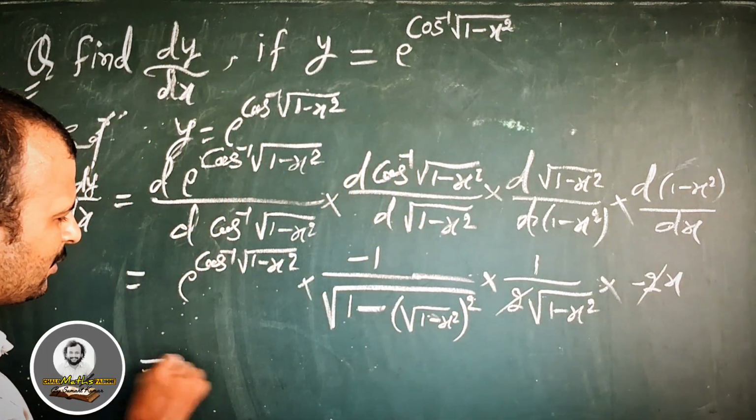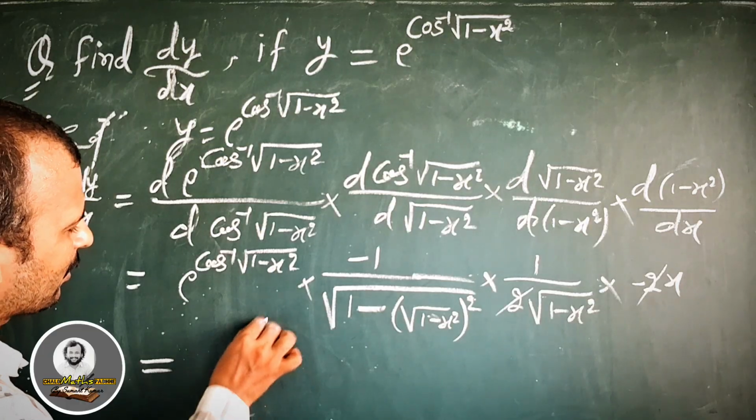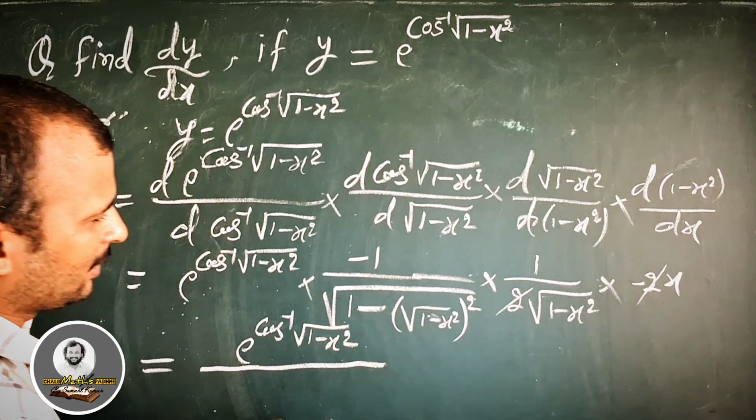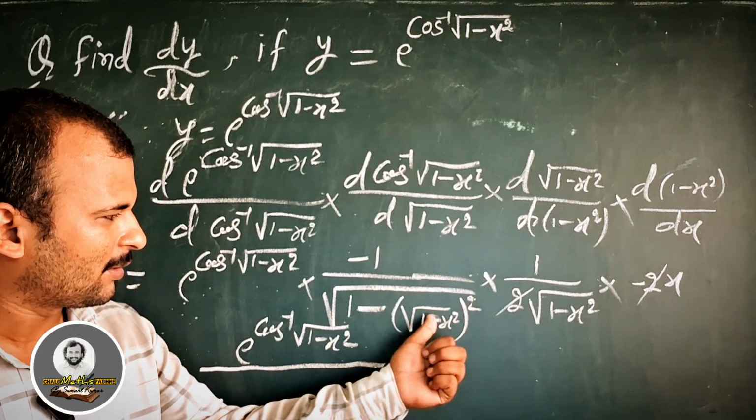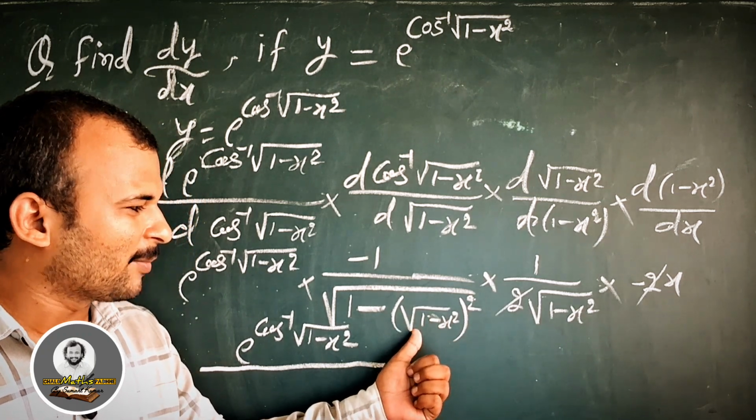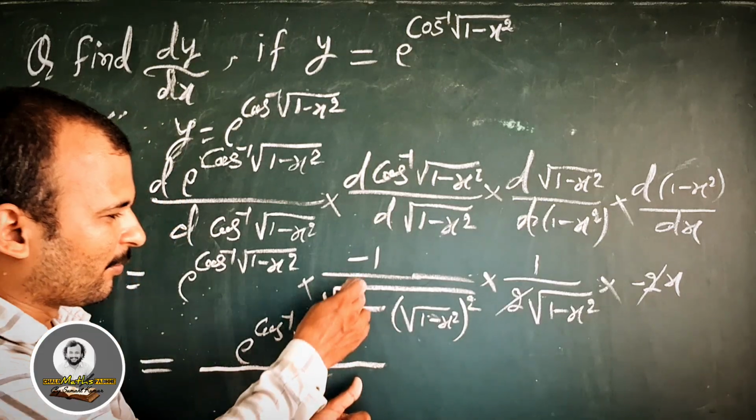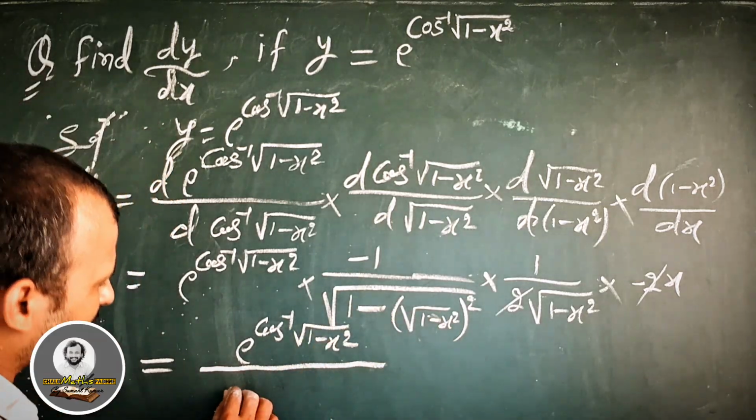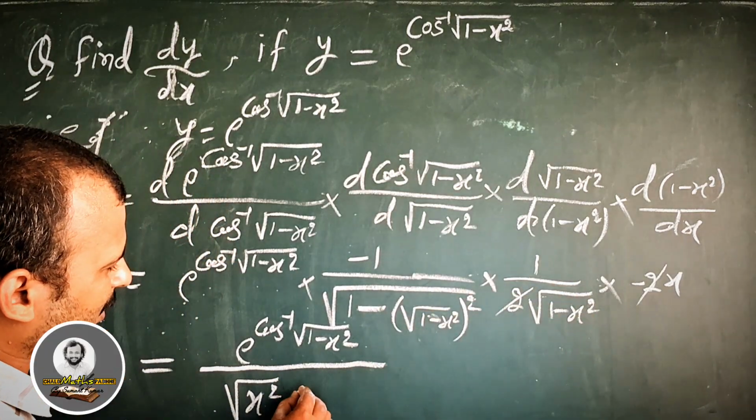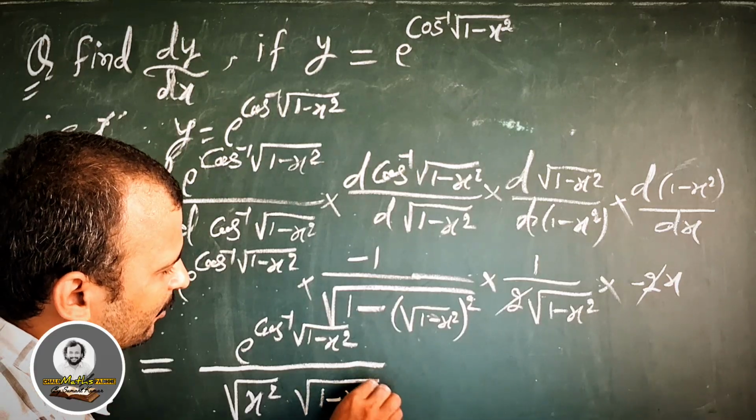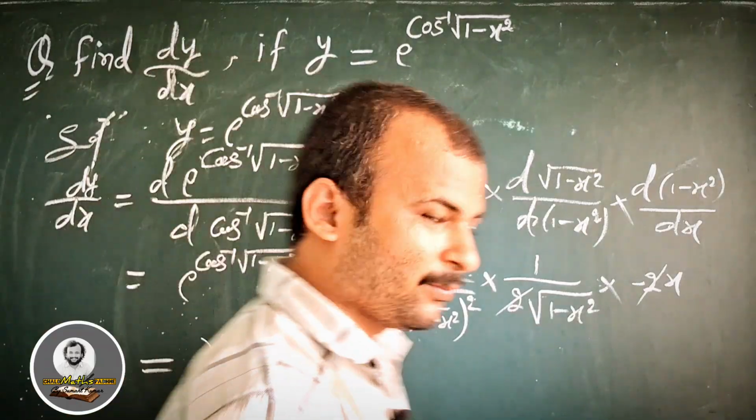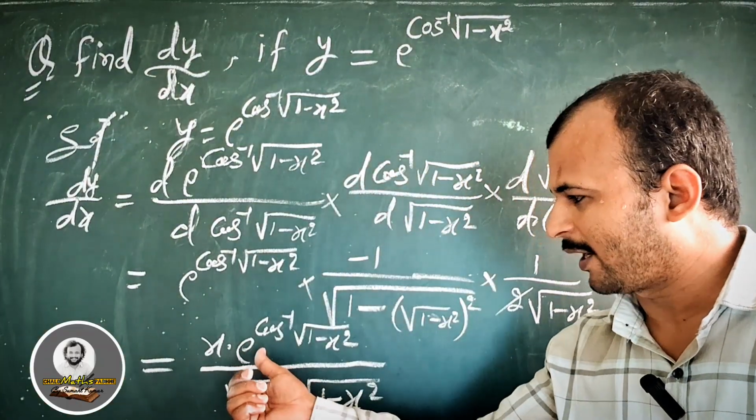We have it at the last step. Now we can write e to the power cos inverse under root 1 minus x square divided by, if we solve this, then we get the square of root 1 minus x square equal to 1 minus x square only, and from here 1 will cancel and minus minus plus, so we write under root x square. From this part we write under root 1 minus x square, and from here we write only x in the numerator as a factor of this function.